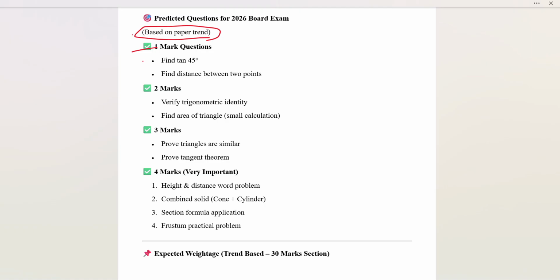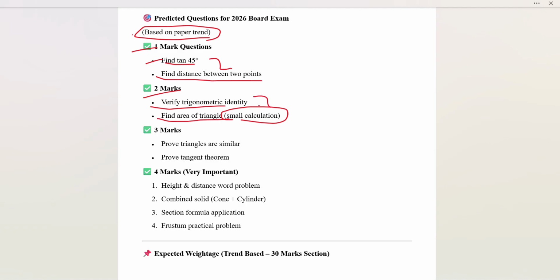First is a 1 mark question: find tan 45 degrees. Next is find the distance between 2 points. They give you 2 coordinates and ask you to find the distance between the 2 points. Next is a 2 marks question. Here the questions are formula based, so you should prepare the formulas very well. Next is verify a trigonometric identity and find the area of a triangle. It is a small calculation problem, and it is an easy question.